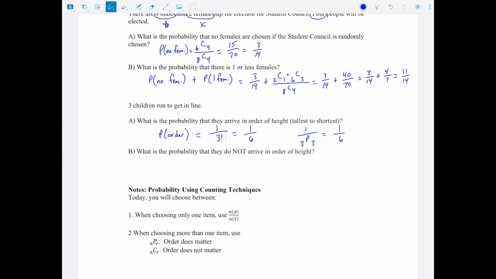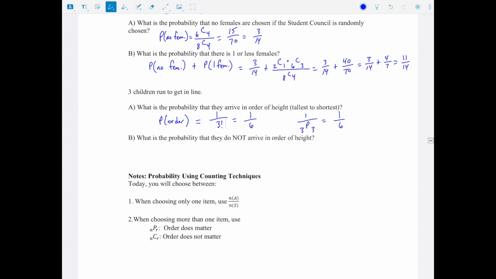Okay, so what is the probability that they do not arrive in order of height? Well, there's complicated ways to do this, but there's simpler ways as well. So if they do not arrive in order, what we could say is we're looking at 1 minus the probability that they do arrive in order. And that would be the probability that they do not arrive in order. Okay? So that would be 1 minus 1 over 6, which is equal to 5 over 6, which is the probability that they do not arrive in order.